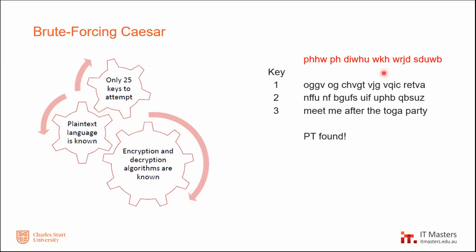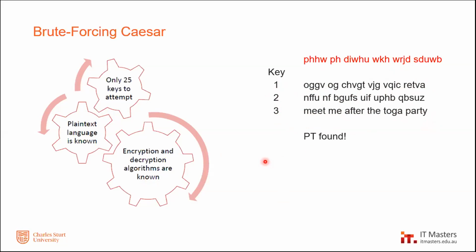So we take our Caesar cipher, we run it using the key shift of 1, and we get some gibberish. We still can't read that, it doesn't make any sense. We try a key shift of 2, still doesn't make any sense. Try a key shift of 3, it says "meet me after the toga party." Oh, makes sense. We found that plain text.